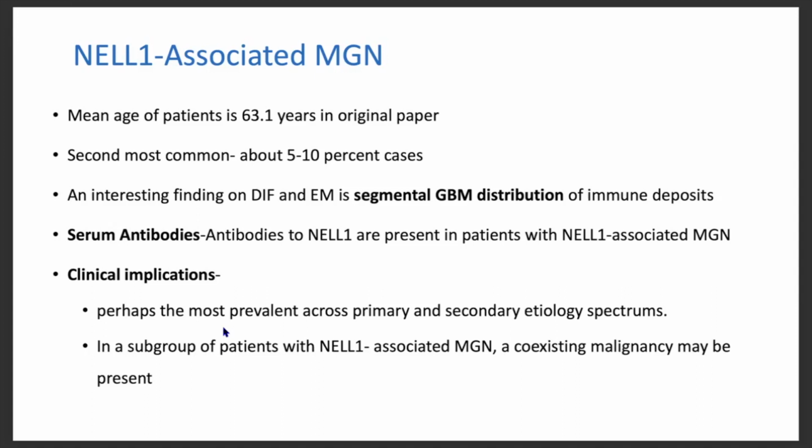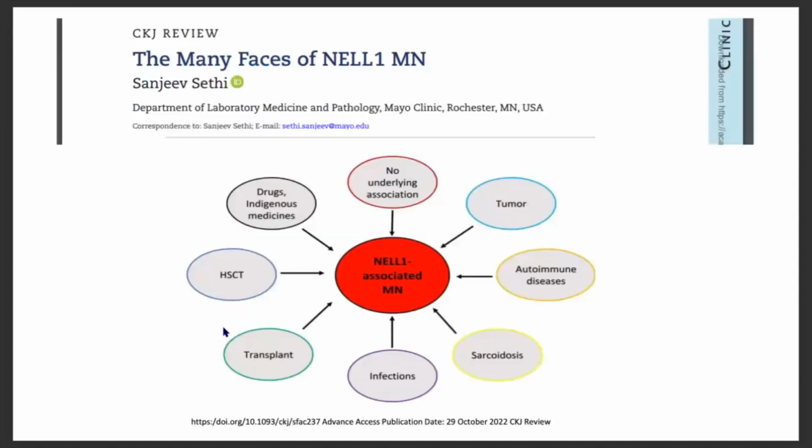And since we are seeing it in a restricted geographic location, in our experience, the association of NELL1 with malignancy is very, very uncommon. We see a lot of other things with NELL1-associated disease, but definitely not malignancy. So the disease association is probably stronger with thrombospondin rather than NELL1 as far as malignancies are concerned. So it's a learning curve for all of us. Probably once we see more cases, maybe more things will emerge, but this is the situation at this point of time.